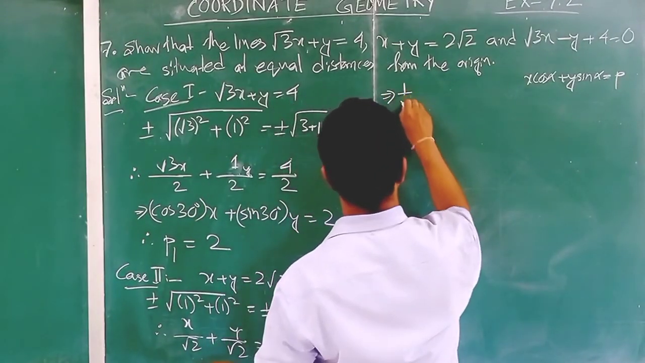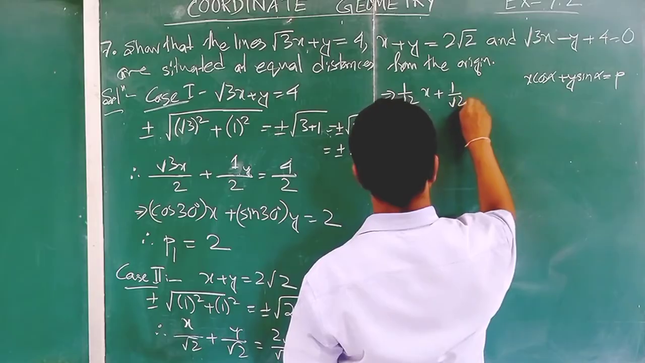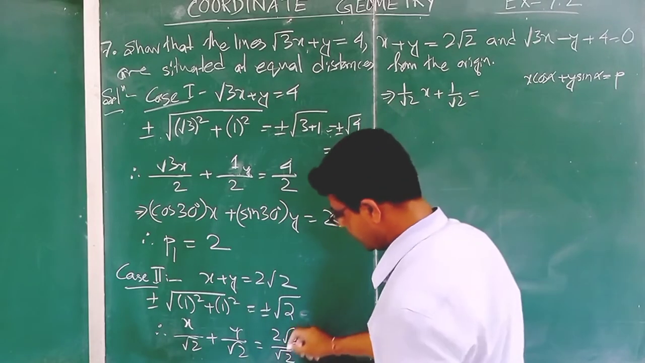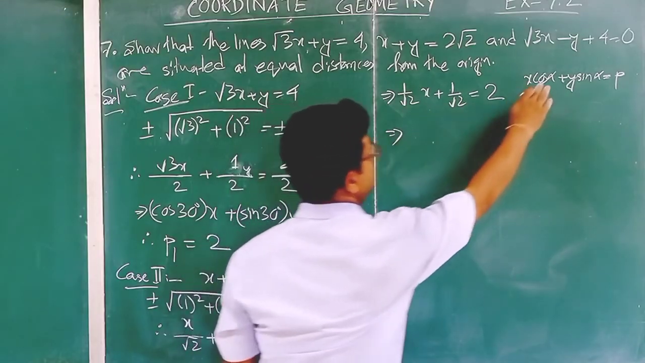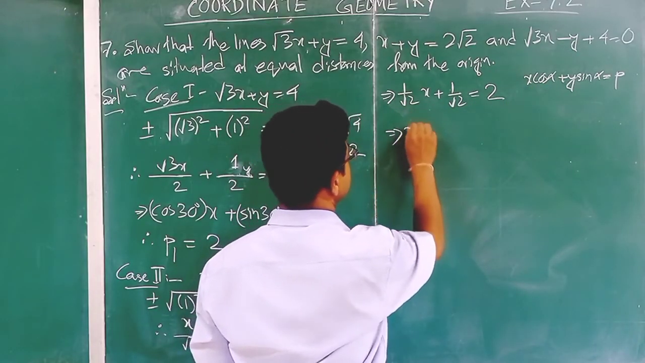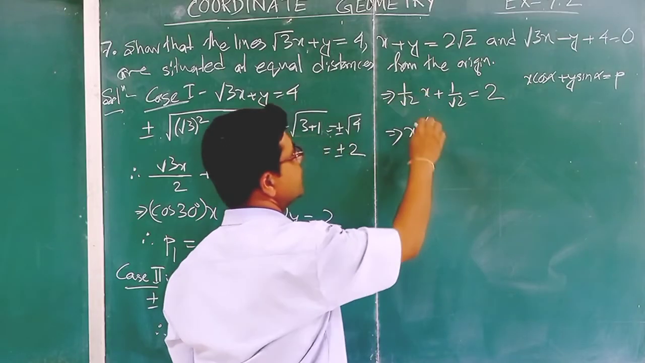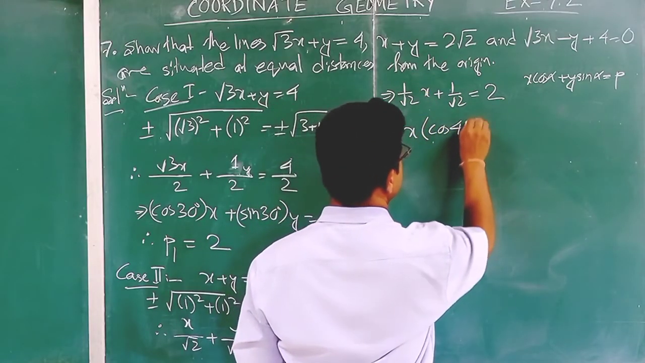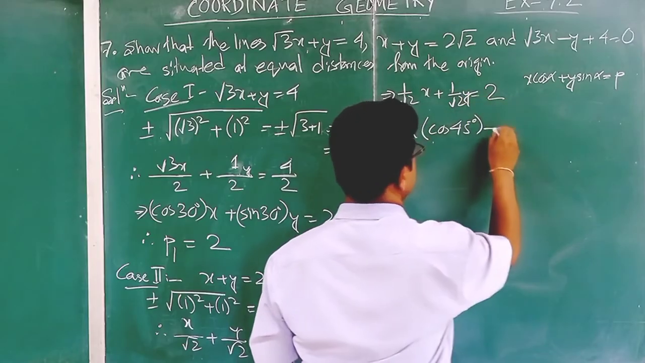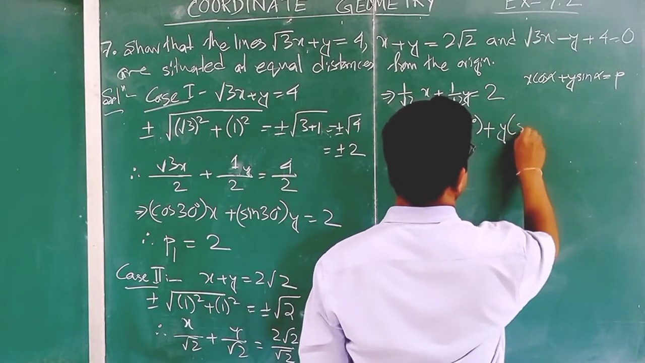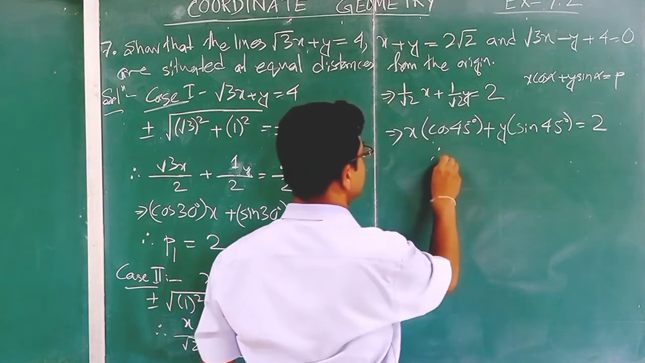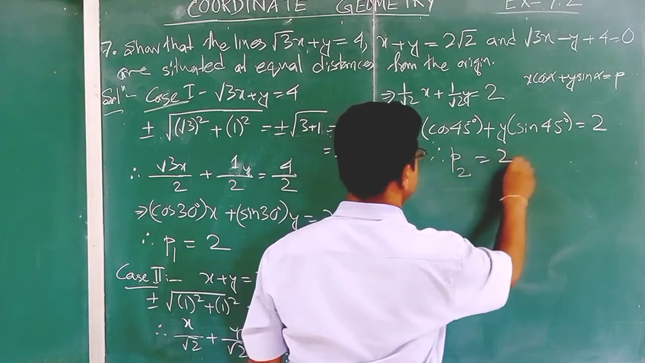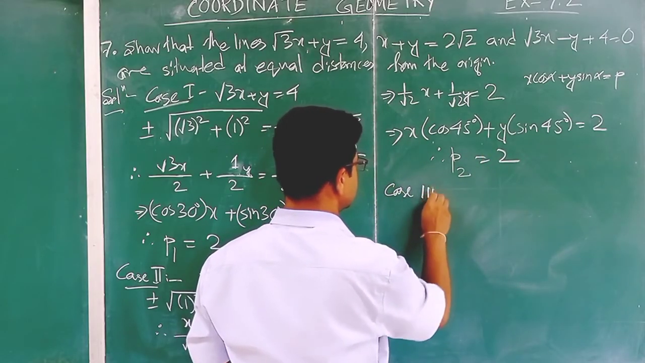All right. Now let us write this equation: 1 by √2 x plus 1 by √2 y, and the √2 gets cancelled, so it is 2. Now again in this format we shall write: cos of which angle is 1 by √2? Cos 45 degrees. x cos 45 degrees plus y sin 45 degrees is equal to 2. Here the length of the perpendicular is 2.